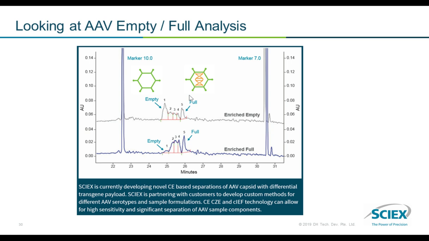Now, if you are looking at empty full capsid, this is a cartoon showing empty full separation using CE-LIF. And as you can see, this peak is empty, some partially filled. This is the full peak here. And the top one is an empty-rich AAV prep, and the bottom one is the enriched for full here.